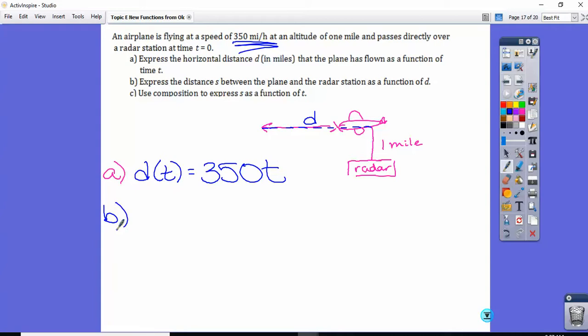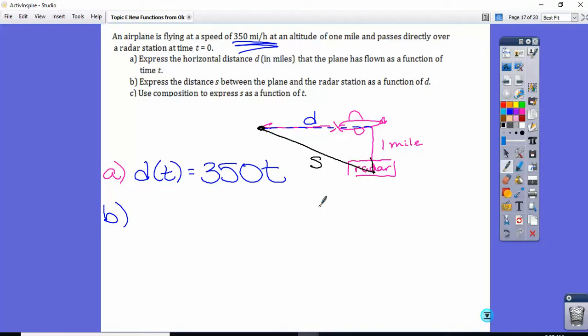Part B. Express the distance s between the plane and the radar station as a function of d. I don't have an s in my picture, but it just told me s is the distance from the plane to the radar station. So the plane started here, but now it's all the way out here. So this is s.